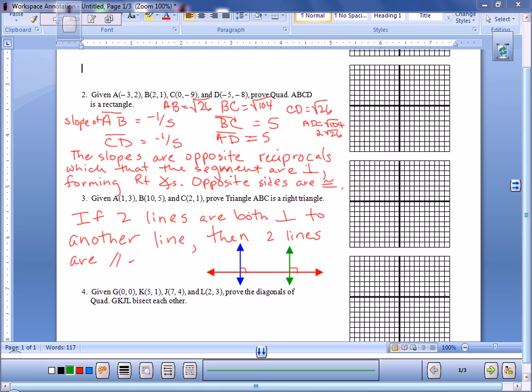Now, if you found the distances, you see that opposite sides are also congruent. So you could have done it that way. So if you do the 2 things about the congruent sides and then the right angles, or the parallel sides and the right angles, you're good. And make sure we can write it out in words.